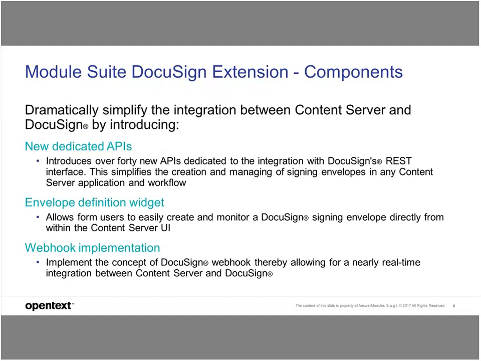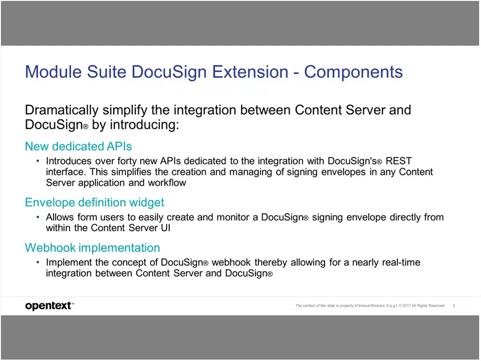There are three key elements that we've introduced in order to achieve the simplification of this integration between Content Server and DocuSign. First and foremost, we've introduced over 40 new APIs, dedicated to integrating with the REST interface of DocuSign. This allows signing envelopes to be created and managed directly within any Content Server application or any Content Server workflow.